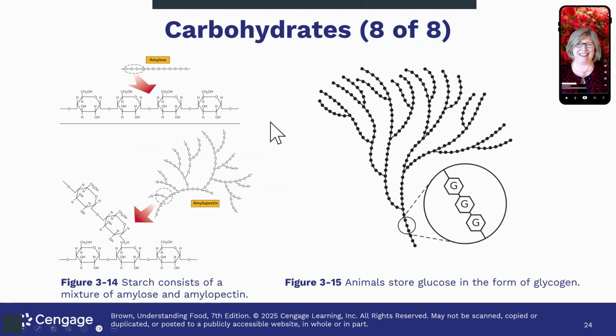Let's talk a little more about starch. Here are the two forms. You have your amylose, which is a straight chain, and your amylopectin, which is a branch chain. You see here, that's a little cutout there.